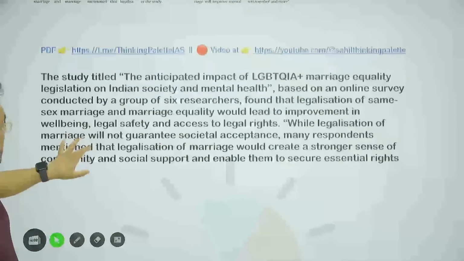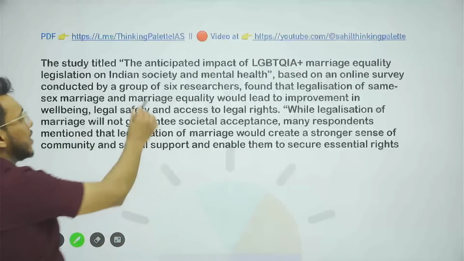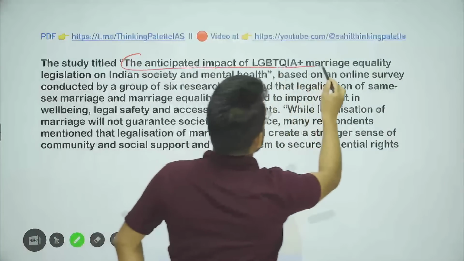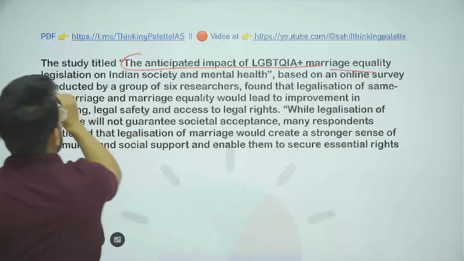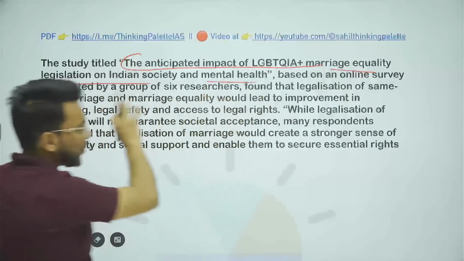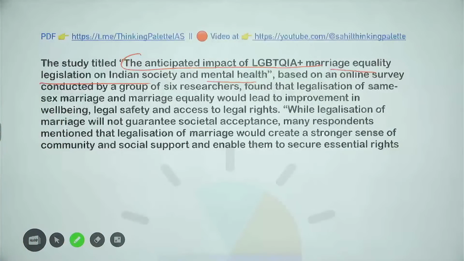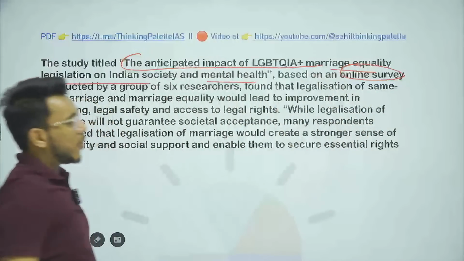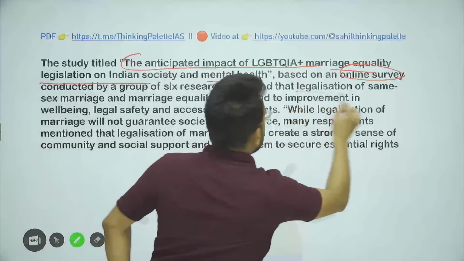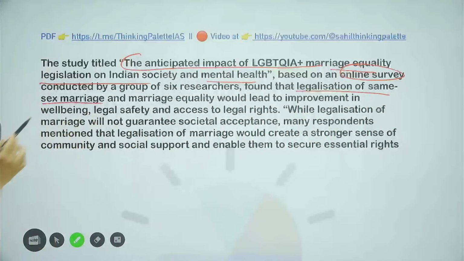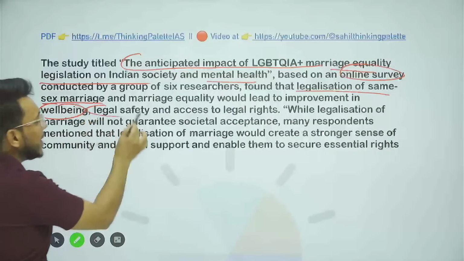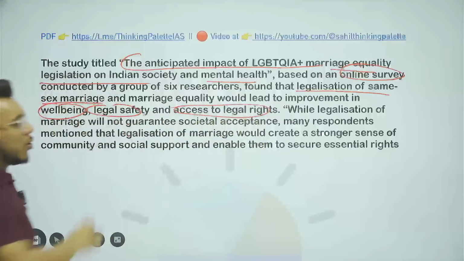Now, guys, in this particular capacity, a report has been published. Okay, the report has been published. That is, the anticipated impact of LGBTQIA plus marriage equality legislation on Indian society and mental health. Now, this report is based on an online survey that has been conducted. And this report says that if we allow the legalization of same-sex marriage under the Special Marriage Act, then what will happen? It will lead to an improvement in the well-being, legal safety and access to legal rights for homosexual couples.